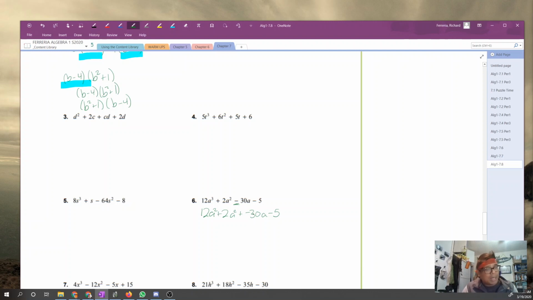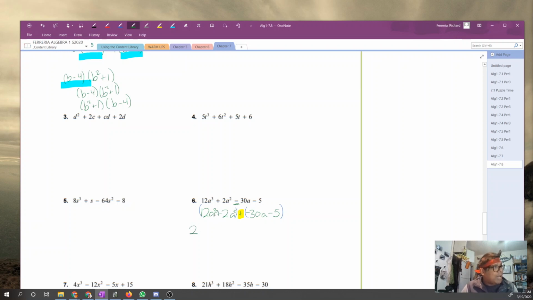I want to get that plus minus 30a, because as I group them now, I always want to group with a plus sign in between. This is the plus sign I'm talking about right here. I'll always want to have a plus sign in between those two binomials. Now that I have a plus sign there, I'm going to factor out from this first binomial. Let's see, 12 and 2, what's the biggest number that goes into 12 and 2? And you know the answer is 2.